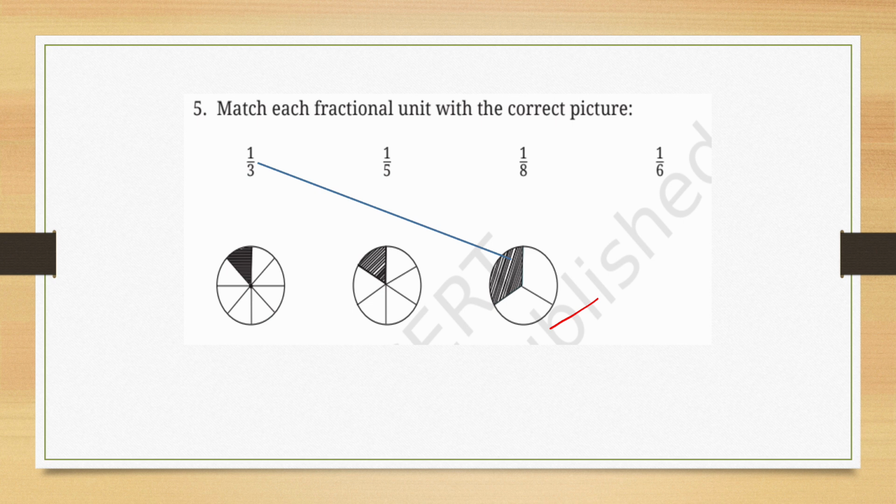Next, 1 by 5, it is not there. The next is 1 by 8. So, this is 1 by 8. Here, 8 equal parts are there. So, each part is 1 by 8. Next is 1 by 6. So, here, 6 equal parts are there. Each part is 1 by 6.